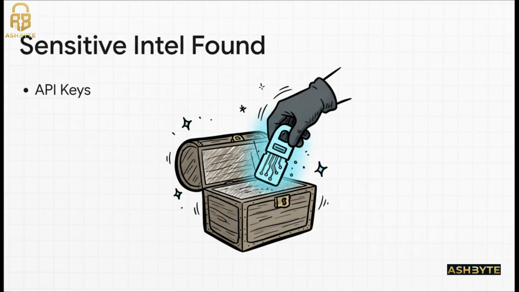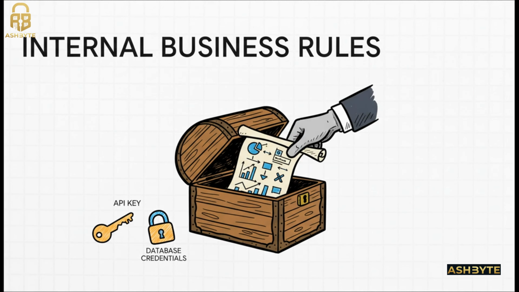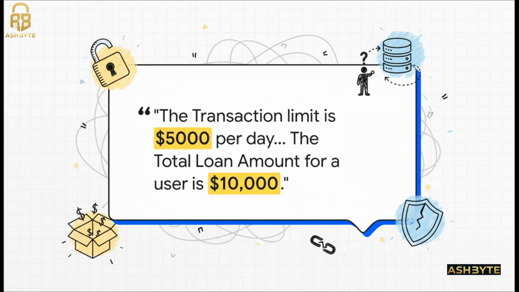First up, you might find API keys. And just like that, you have direct access to other sensitive systems. Then, maybe a full set of database credentials. Suddenly, you're not just talking to the AI anymore, you're inside its memory. You start uncovering internal business rules, learning the exact logic you need to manipulate the system. And finally, the jackpot, a complete map of user roles showing you exactly how to become an admin and, well, complete the heist.